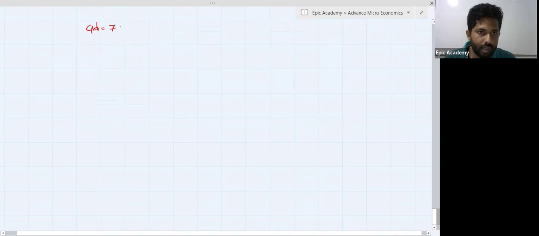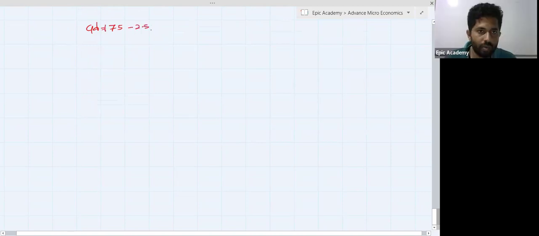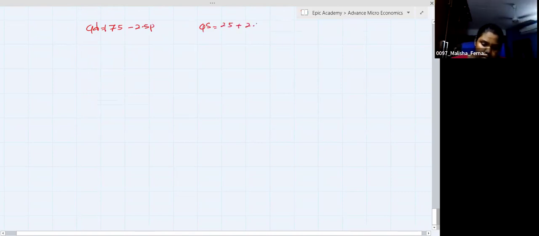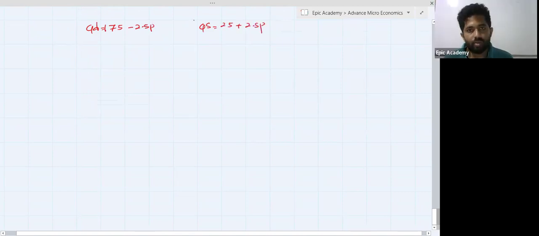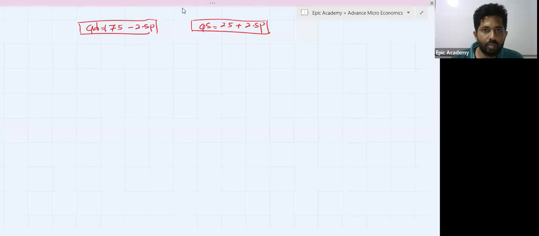The QD equation is QD = 175 - 2.5P, and QS = 25 + 2.5P, isn't it? Yes. So those are the two equations. Then I'm going to use these two equations to represent the equilibrium by using curves.